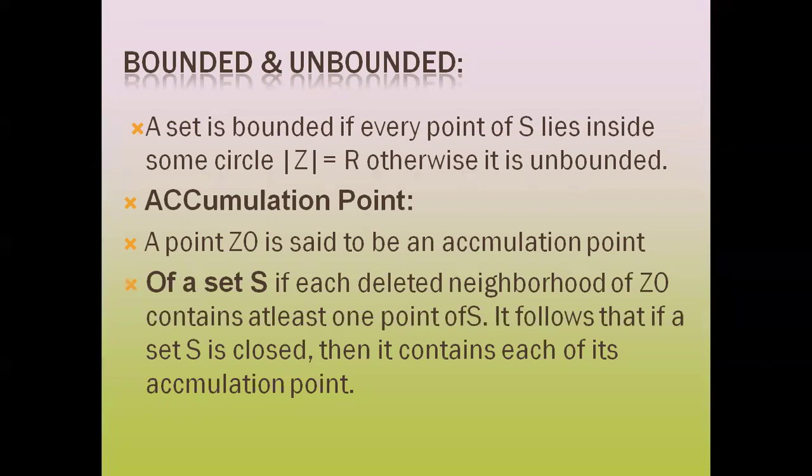A point z naught is said to be an accumulation point of a set S if each deleted neighborhood of z naught contains at least one point of S. It follows that if a set is closed, then it contains each of its accumulation points.